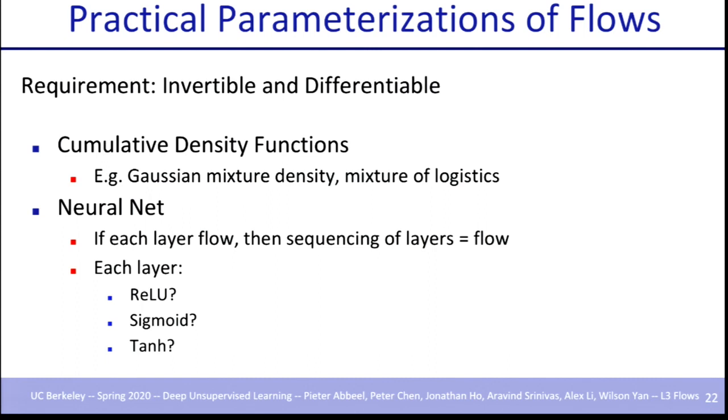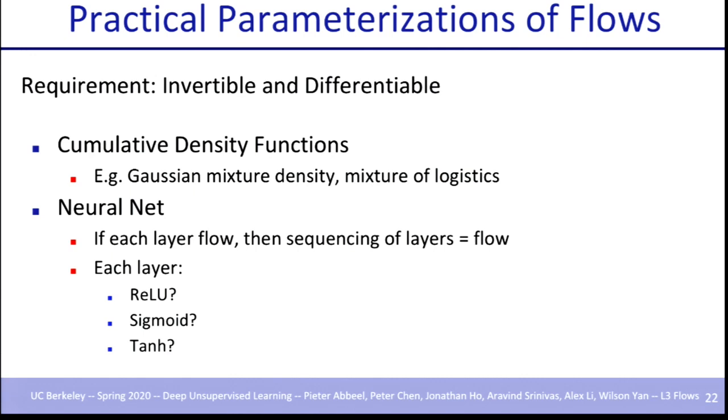So if you want something invertible and differentiable, a natural choice would be a cumulative density function. Because a cumulative density function is a function that goes from 0 to 1 monotonically, which makes it differentiable, invertible, assuming there's no zero density regions. And so a Gaussian mixture density could be an example, and that's under a lot of the examples I've shown so far. A mixture of logistics, which we saw last lecture for autoregressive models, can be used. Really, anything that goes 0 to 1 is a nice way to map to the uniform distribution.